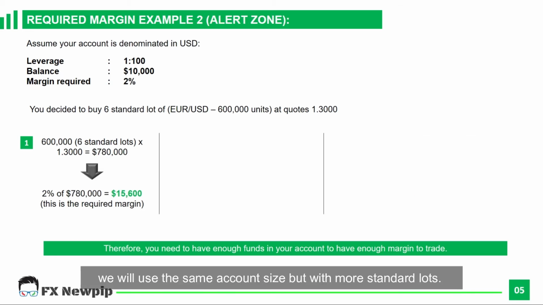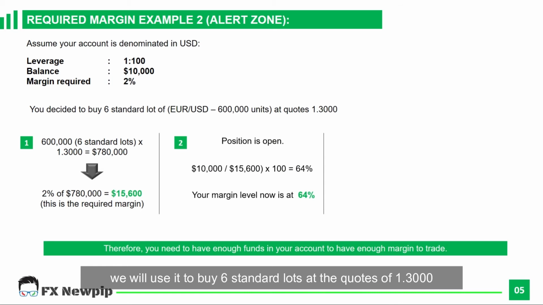In this slide, we will use the same account size but with more standard lots. This time, with the same account, we will use it to buy 6 standard lots at the cost of 1.3000, which will bring us a total value of $780,000. 2% out of $780,000 is $15,600, and this is the required margin.